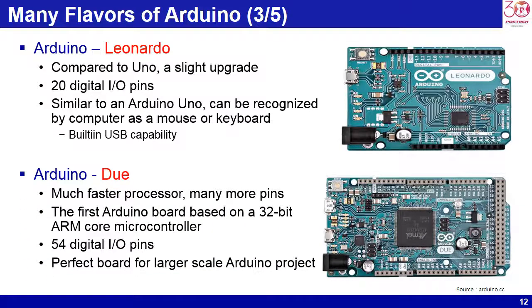Arduino Due has a faster processor and a larger number of pins than Uno. Arduino Due is the first Arduino board based on a 32-bit ARM core microcontroller. It has 54 digital I/O pins and is suitable for larger Arduino projects.